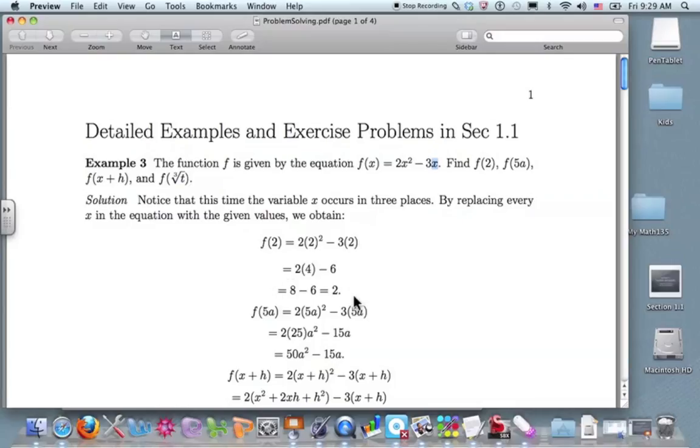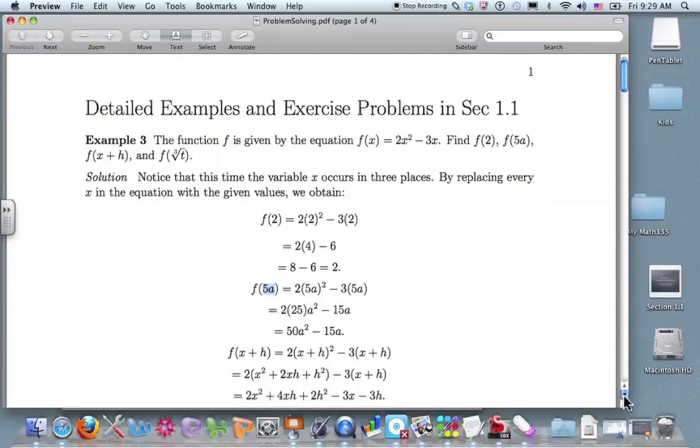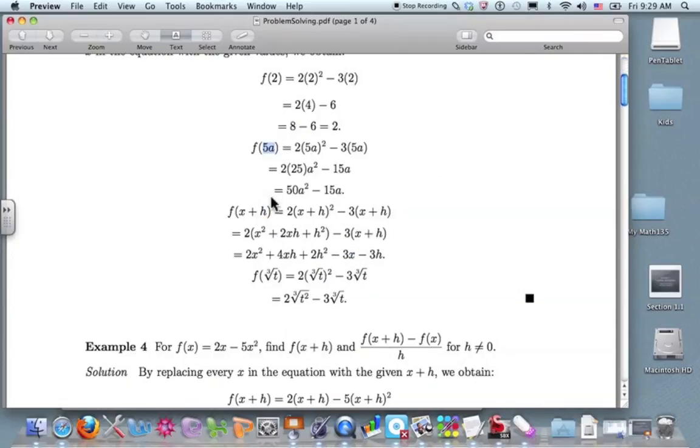Then we square, multiply, and subtract, and we get the value 2. Now if we are going to evaluate f of 5a, again we replace x by 5a. So we get 2 times 5a squared minus 3 times 5a. Then we simplify the formula to get 50a squared minus 15a. Notice that 5 is inside the square, so you need to square that 5.